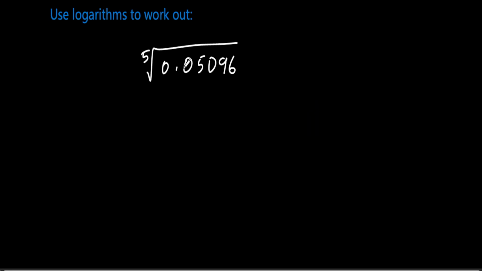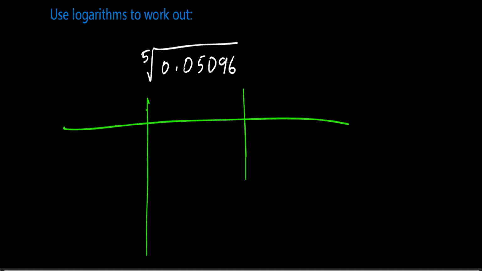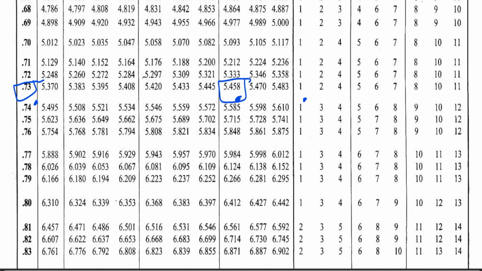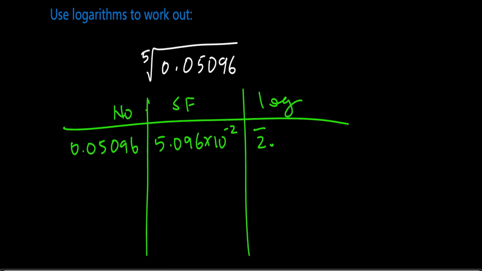Okay, now let's try this question out again. It's much easier, so pause the video and do it by yourself. Number, standard form, and logarithm. The number obviously is 0.05096. The standard form is going to be 5.096 times 10 to the power of negative 2. So what is the log of 5.096?